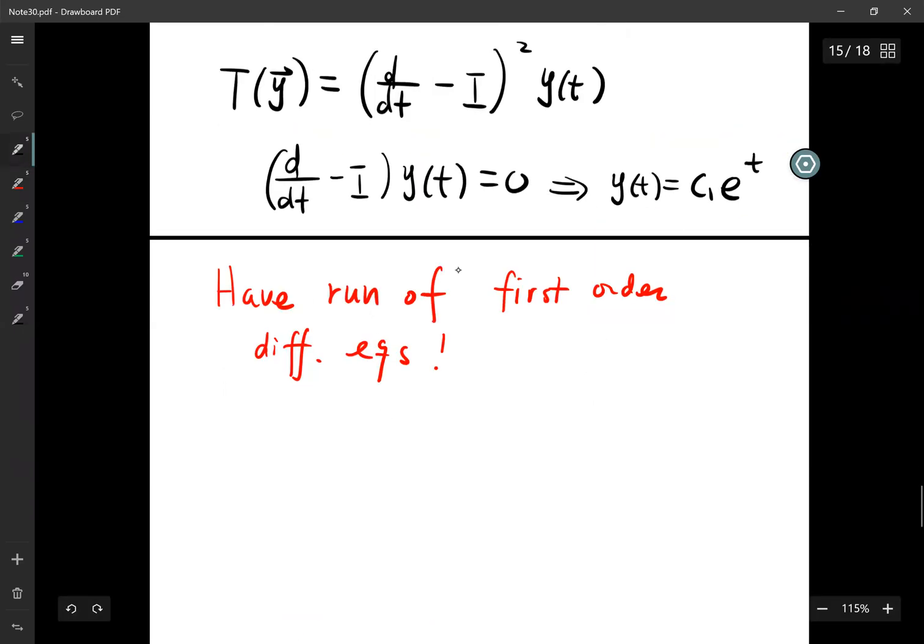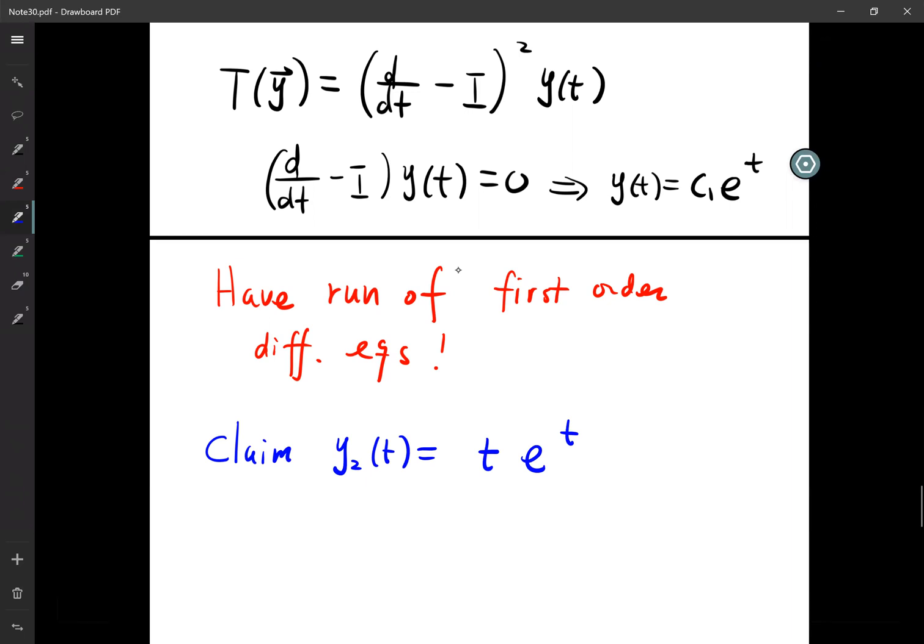I will provide two ways of giving you the answer. First, I claim y2(t) is exponential t, but multiplied by t. I'll give you a few seconds to do the calculation to convince yourself this is the solution, and then we're going to do it together.